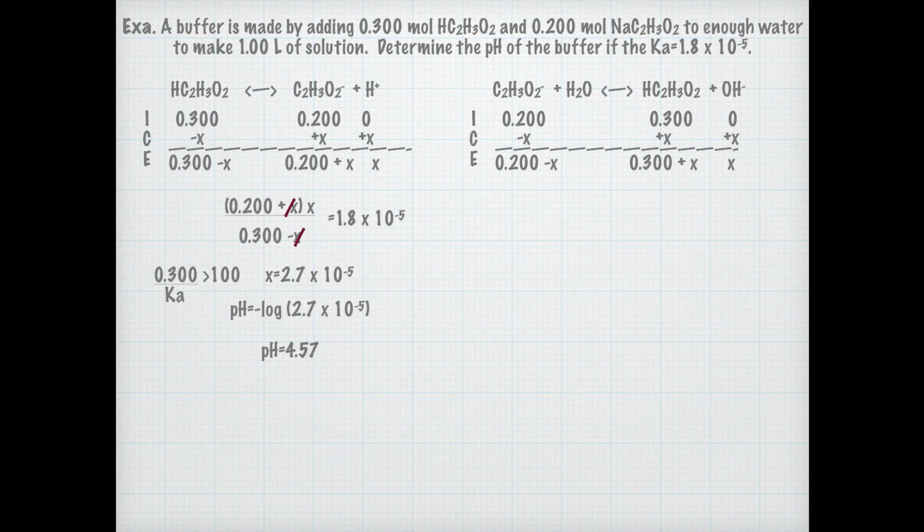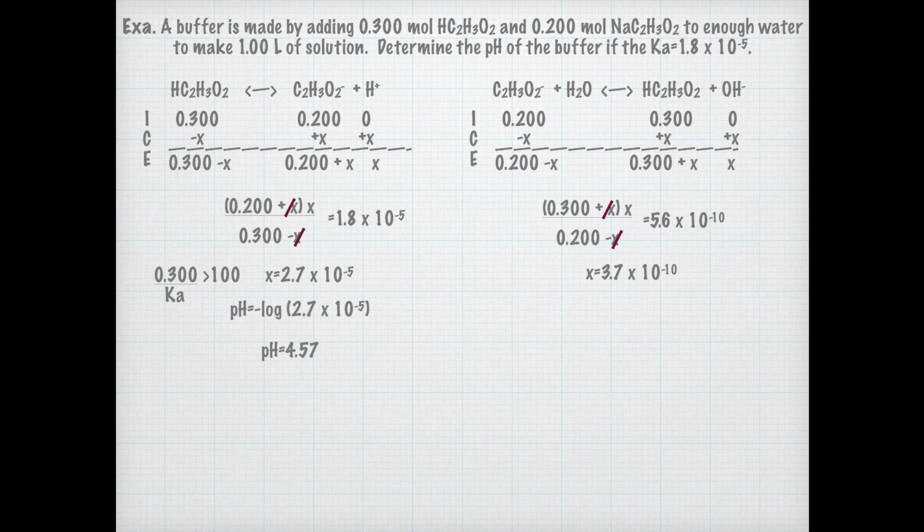All right. To solve for my X, keep in mind that this is a base dissociation reaction. So it's going to be (0.300 + X)(X) over (0.200 − X), but instead of a Ka value, which was 1.8 times 10 to the negative 5th, remember I need to take 10 to the negative 14th and divide by my Ka in order to get my Kb. So I got 5.6 times 10 to the negative 10th. Again, I can use my rule of 100, get rid of those X's, solve, and the X I get is 3.7 times 10 to the negative 10th.